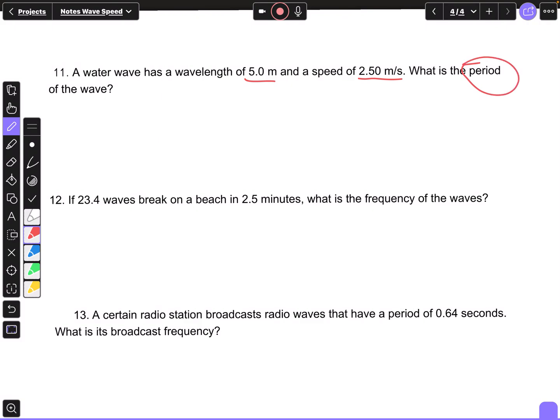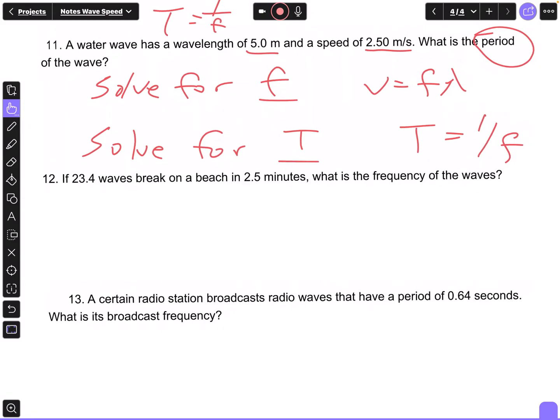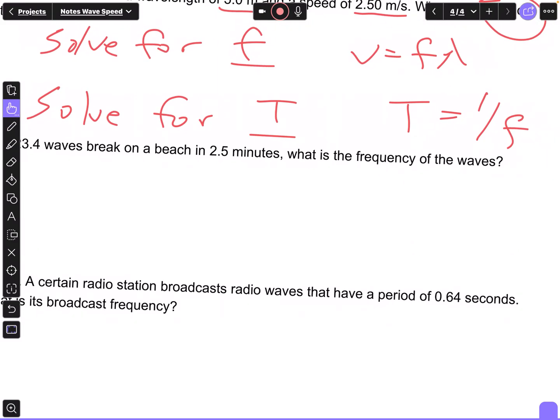Well, we know that for period, T equals 1 over F. So we need to know our frequency. So first in this problem, solve for frequency. You do that by using V equals F times wavelength. So you're going to solve for frequency and then solve for your period, or your T, by using T equals 1 over F. So that's just like a two-step problem right there. Again, make sure every time you see something in minutes, change that to seconds.